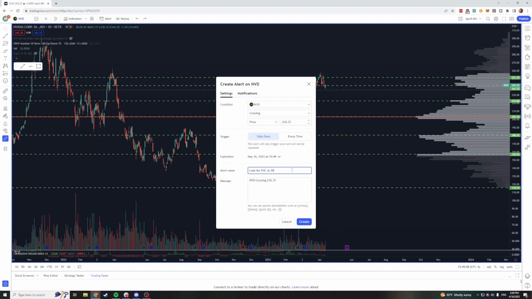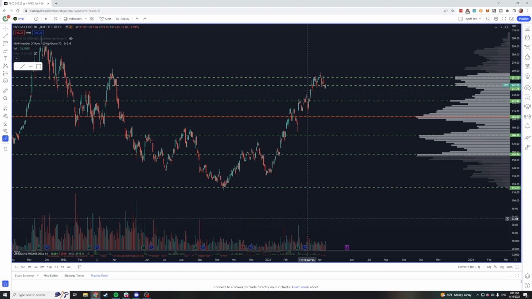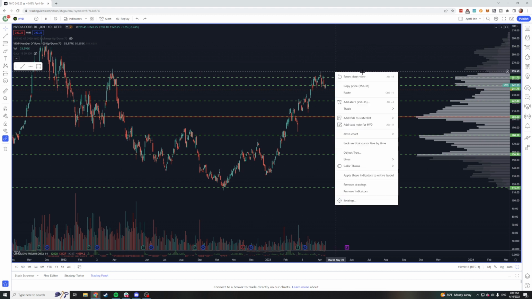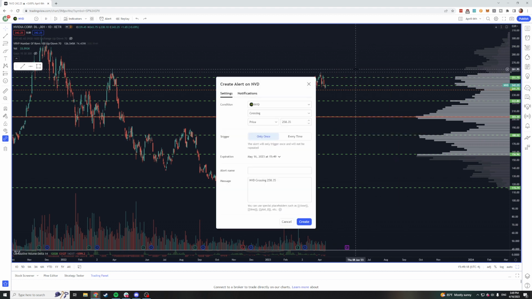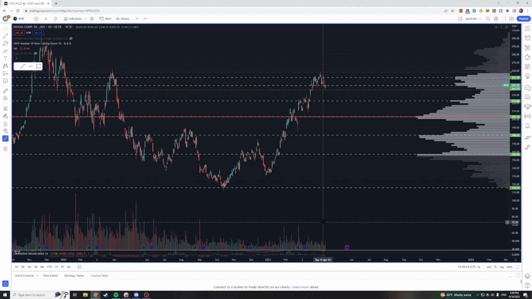Look for POC at 203. I'll take a trade on that since I'm here. And if we break to the upside, look for range high. You know, and I'll probably never look at this until these alerts fire.